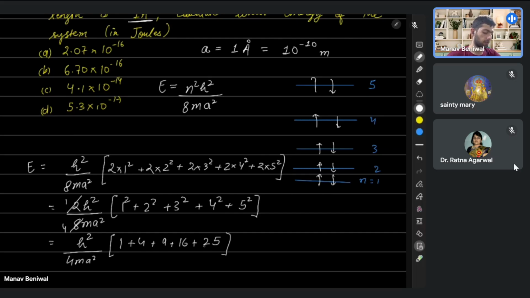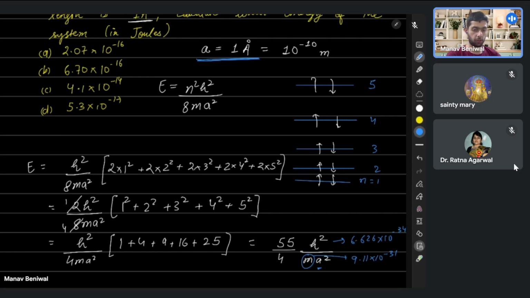and what will be the total value? The total value will be this is 25, then this is also 25, 50, and this is 55. So 55 by 4 h squared over m a squared. Now we know the value of a is 1 angstrom, so we can plug it in. We know h, so h is 6.626 into 10 to the power minus 34, and we also know m, right? We know m is 9.11 into 10 to the power minus 31.